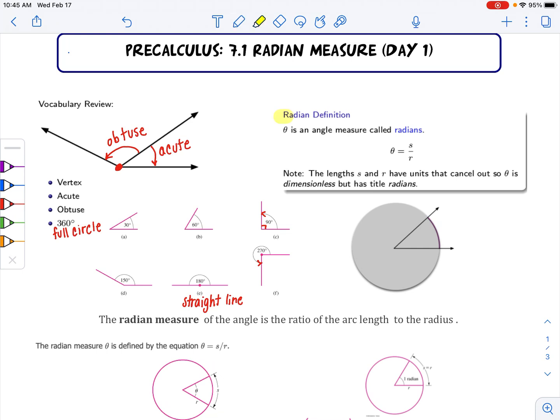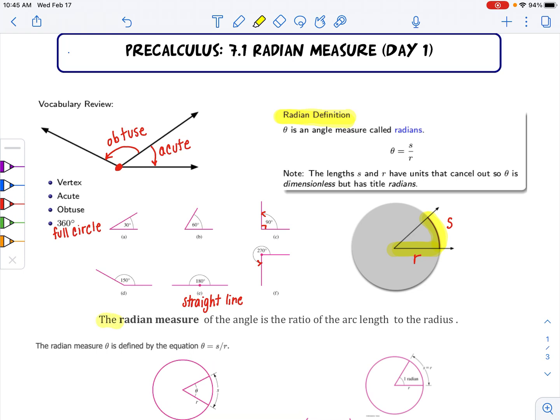Next, we're going to talk about what is a radian. So a radian is an angle measure. In Chapter 6, we talked all about degrees. In Chapter 7, our angles are all going to be measured in radians. Radians is really S divided by R. S is your arc length. I can label that, that's S. And R is your radius. If we divide S by R, we will get our angle measure in radians.